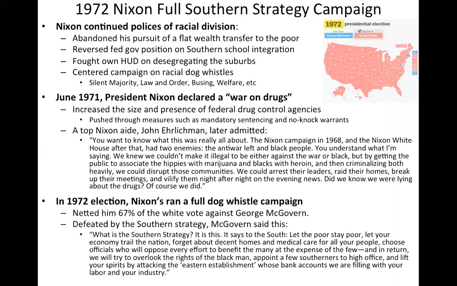he abandons a lot of his progressive platforms, like a flat wealth transfer and universal income. He reverses his position on school integration. He decides to fight his HUD.